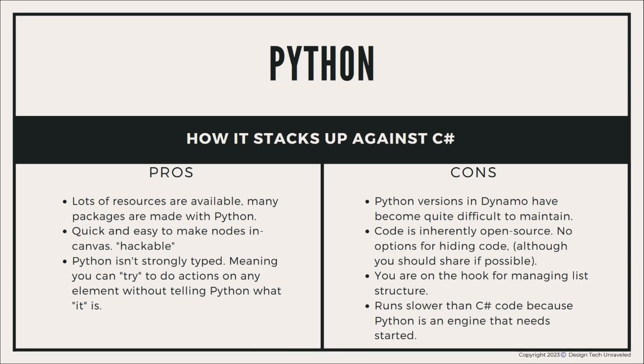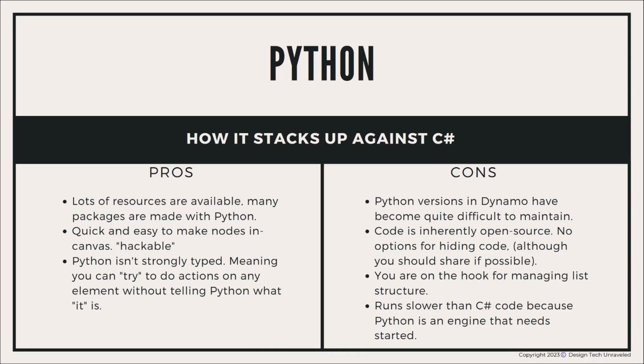In Python, you can just type in a variable name like my number equals 2, and Python just knows that that's a number. If you put quotes around the number, it knows it's a string. It just handles those things on the fly for you, which is pretty neat. That once again contributes to that hackable nature of Python.